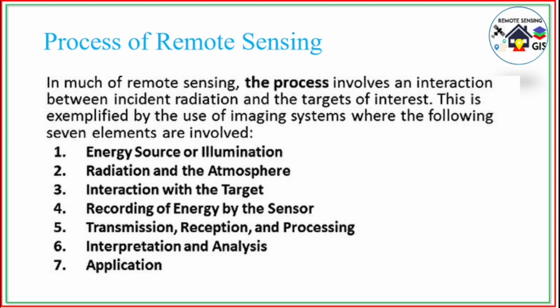So when we study the term remote sensing and how it works, we know that to function, the whole remote sensing process has 7 elements. The first elements are energy source or illumination, radiation and the atmosphere. Secondly, and third, interaction with the target. Today's main topic basically depends on these two things, radiation and the atmosphere, and interaction with the target. These two stages will be discussed in detail in today's class.